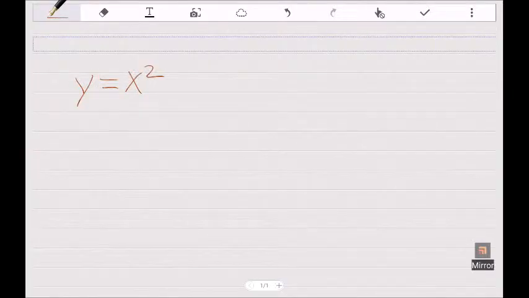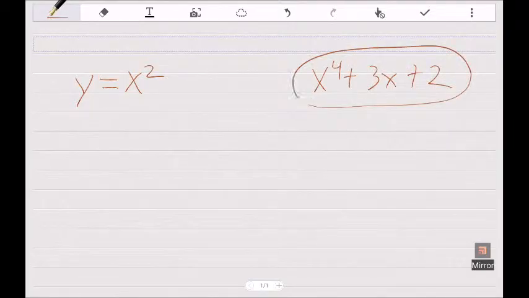The square is what's really important here, because when dealing with polynomials, the degree is what really matters. So if I add x to the fourth plus 3x plus 2, this is a polynomial. The degree is the highest exponent you have. The 4 is the highest exponent here, so this is a fourth degree polynomial. Quadratics are second degree polynomials. The highest exponent is 2.